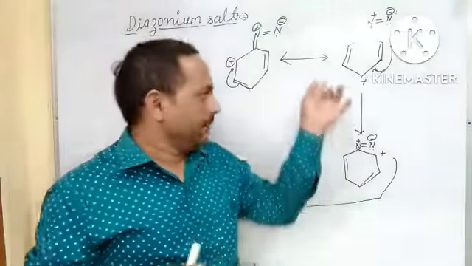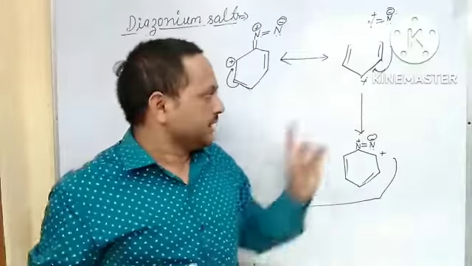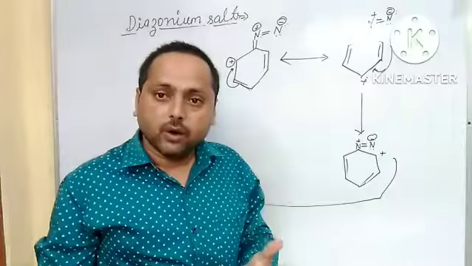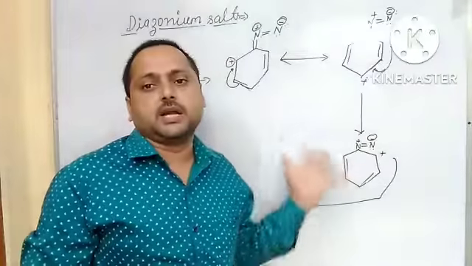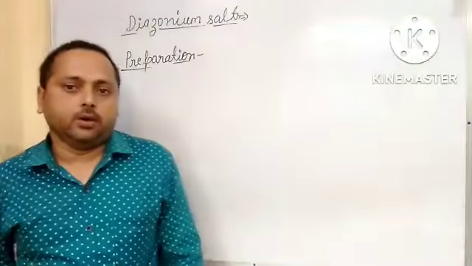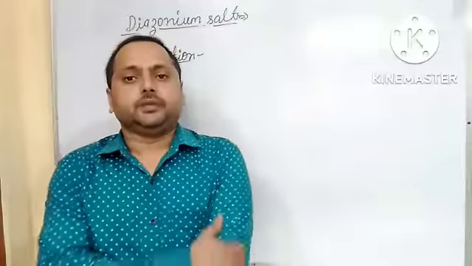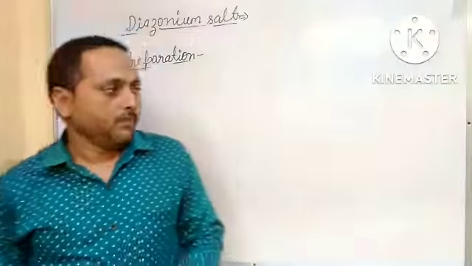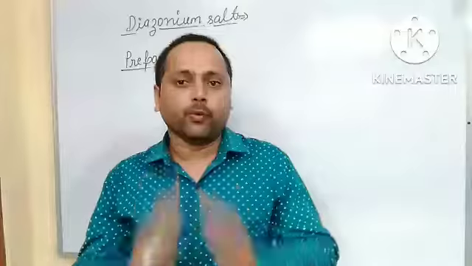but for the time being it is more stable than the aliphatic diazonium compound. Just remember what I would like to say here: this diazonium is more stable than the aliphatic one due to the resonance structure. So before this we have seen how the benzene diazonium ion is more stable than the aliphatic, because of resonance.